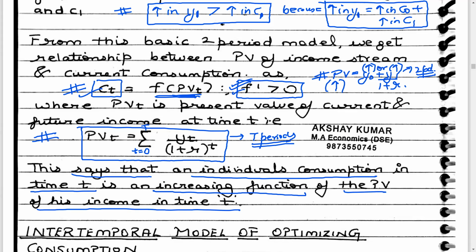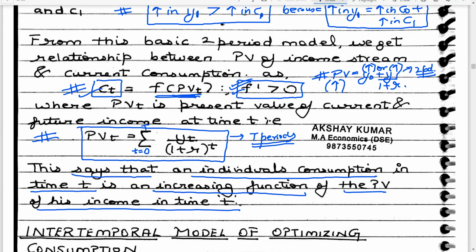So suppose I take an example of only 2 periods, an increase in y0 or an increase in y1 will cause the present value to go up. And if present value goes up, both C0 and C1 will go up. We can't say that only one will go up, both will go up. So an increase in the present value will increase the consumption in all the periods. So we can say consumption is an increasing function of the present value of income.